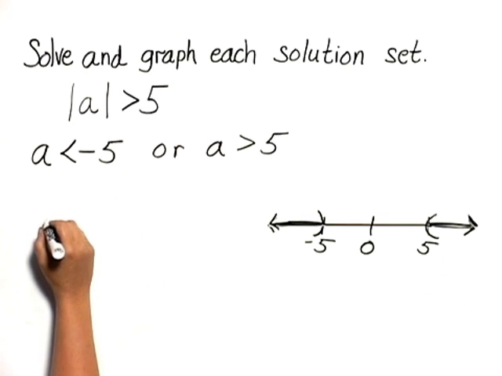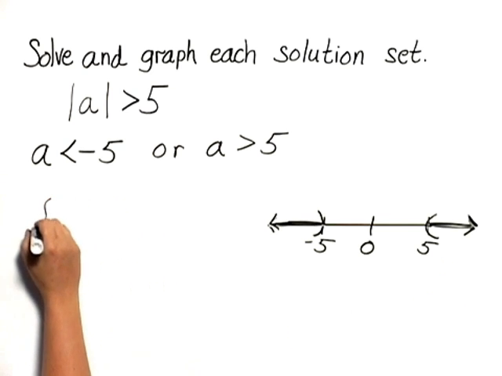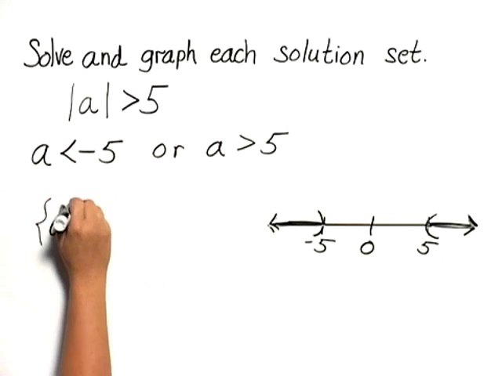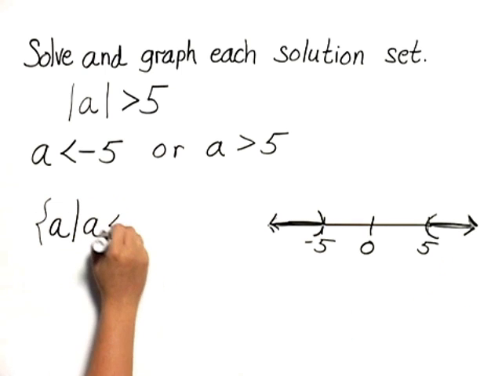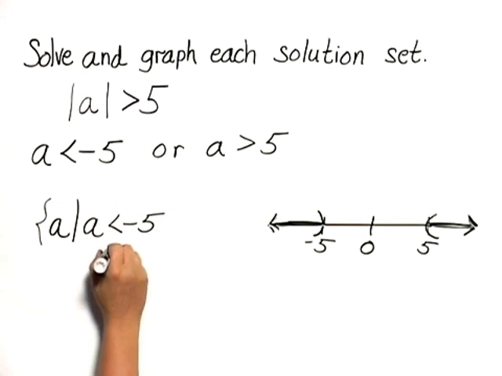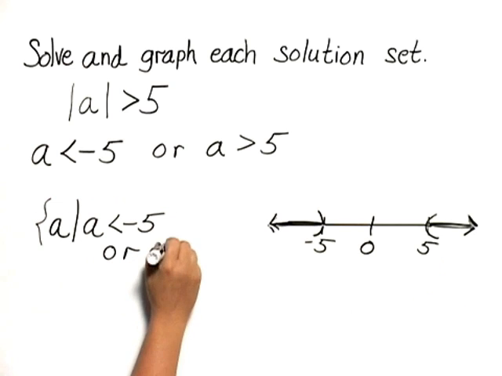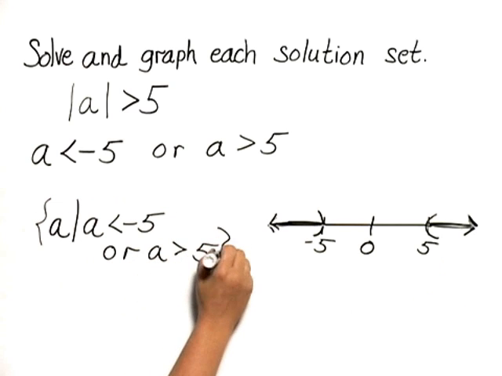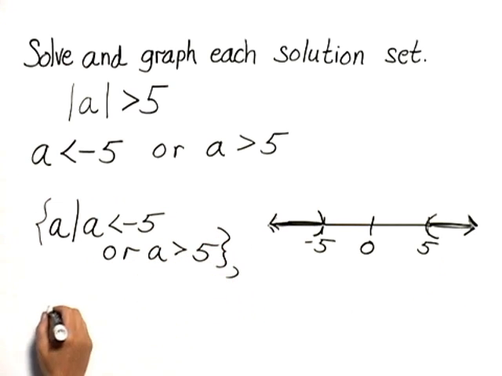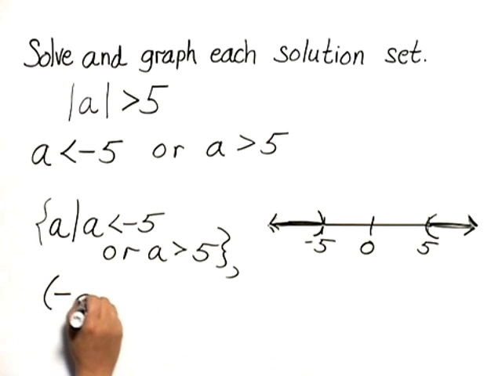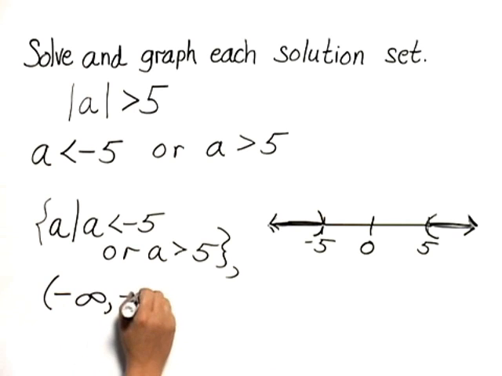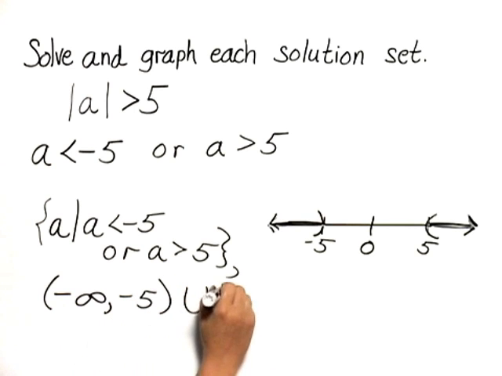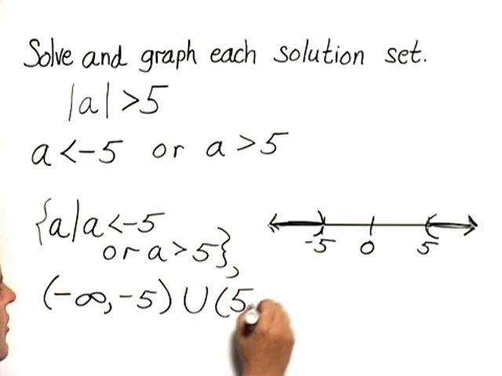So we could write this in set builder notation as the set of all a, such that a is less than negative 5, or a is greater than 5. Or we could write it in interval notation as the union of the interval from negative infinity to negative 5 and the interval from 5 to infinity.